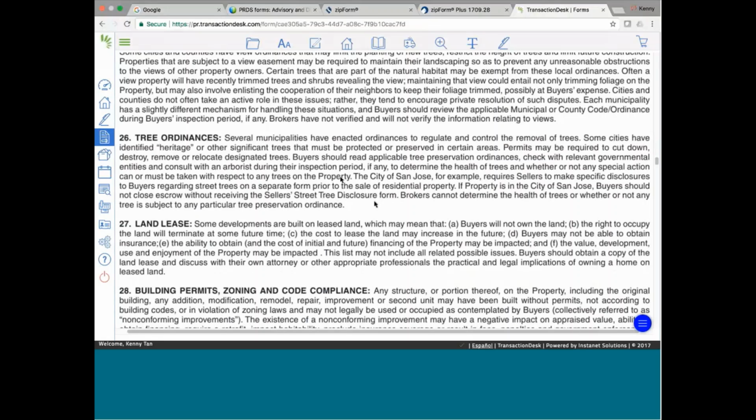Tree ordinances, we already know, right? You know, there's street tree disclosure. I have not covered street tree disclosure yet, but in San Jose, you have to make certain disclosure about street trees. There are certain laws that require trees along the street. So the seller has to state whether the seller has complied with the street tree ordinance or not. You know what it says here? Several municipalities have enacted ordinances to regulate and control the removal of trees. They don't allow people to remove trees in San Jose. Some cities have identified heritage or other significant trees that must be protected or preserved in certain areas. Permits may be required to cut down, destroy, remove, or relocate the designated trees.